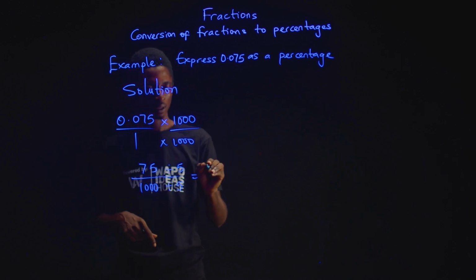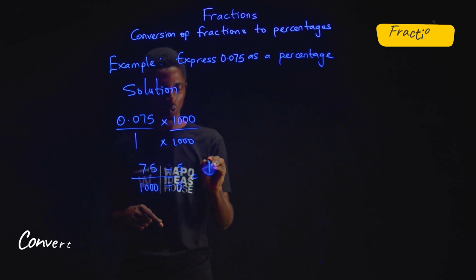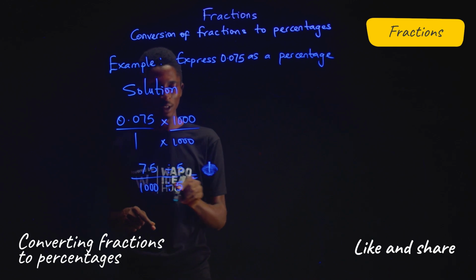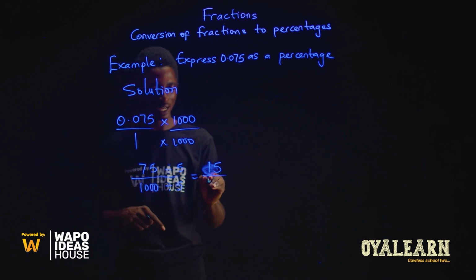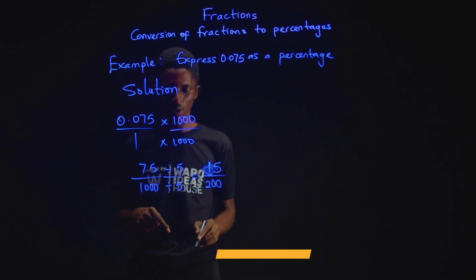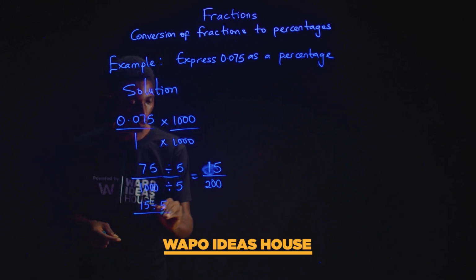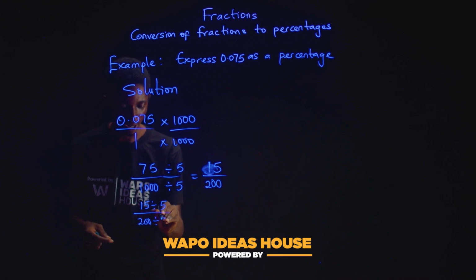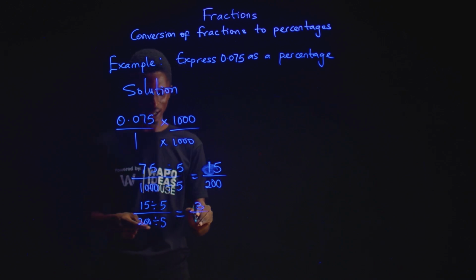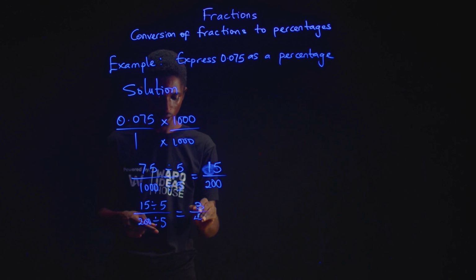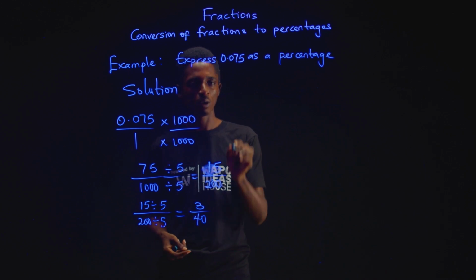This would give me 5 in 7 is 1, remember 2, and then 5 in 25 is 5. So we have 15 over 5 in 10, that's 2, we have 0, 0. We can still divide further, so we have 15 divided by 5 over 200 divided by 5. Now 15 divided by 5 will give me 3, and then 200 divided by 5 will give me 40.